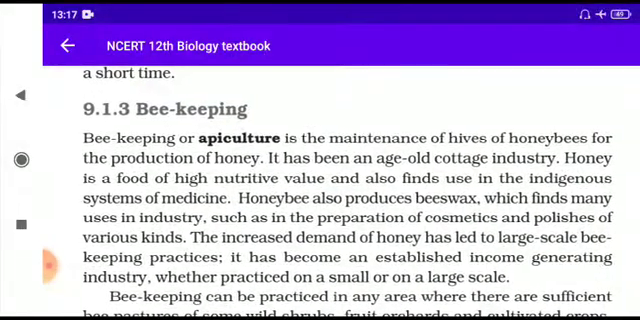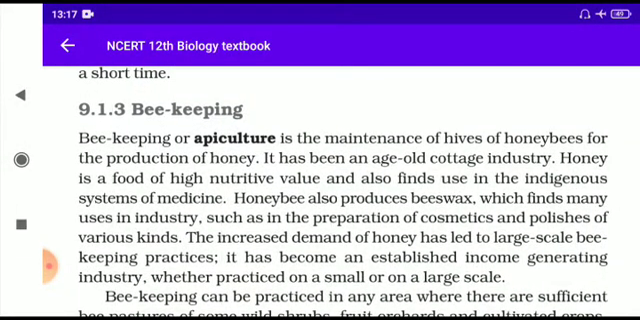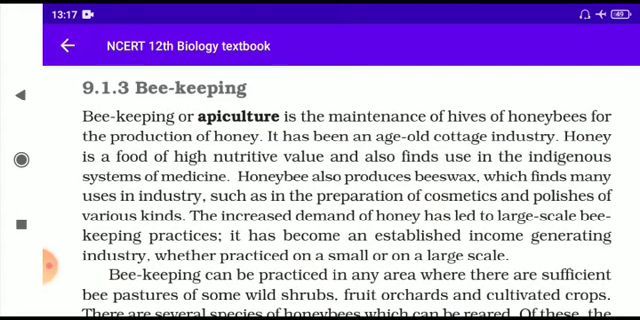Now, the next topic is 9.1.3, that is beekeeping or apiculture, we can say. That means culture of honeybees. Beekeeping or apiculture is the maintenance of hives of honeybees for the production of honey. It has been an old age cottage industry. That means this is an old age practice, and from ancient time, honeybee culturing or apiculture has been going on.